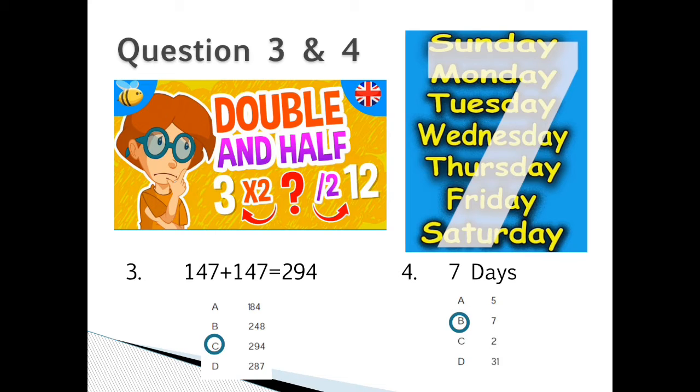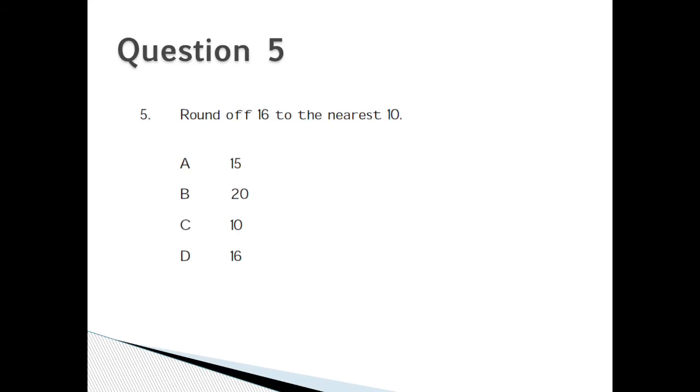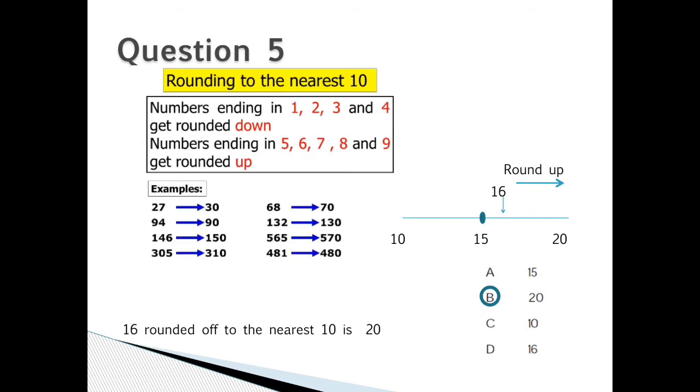There are 7 days in a week: Sunday, Monday, Tuesday, Wednesday, Thursday, Friday, Saturday. So question 4 is B, 7 days in a week. Question 5. Round off 16 to the nearest 10. Is it A, 15, B, 20, C, 10, or D, 16?